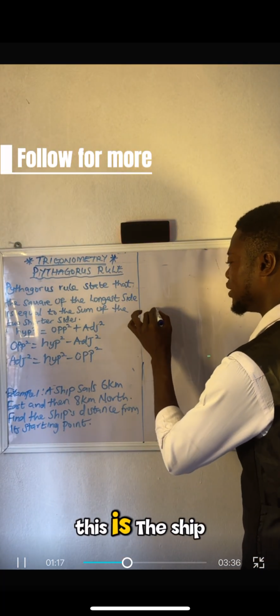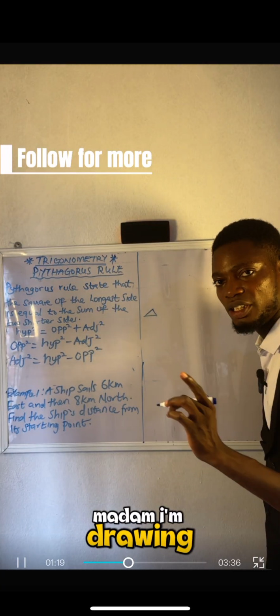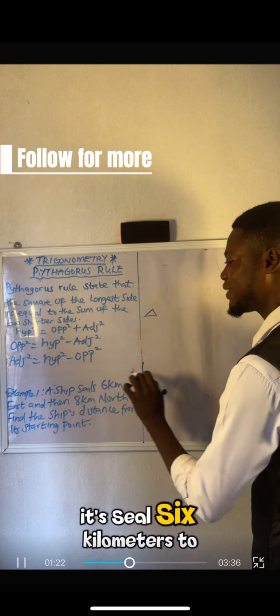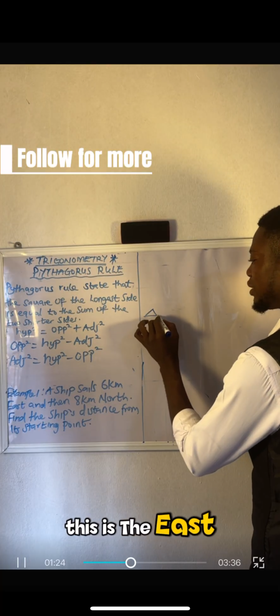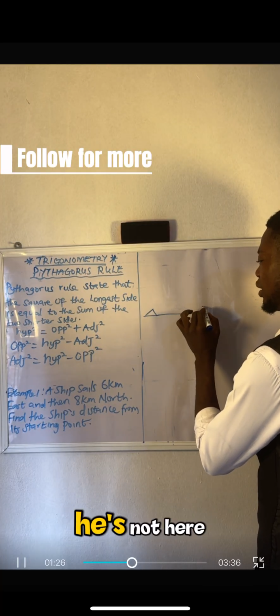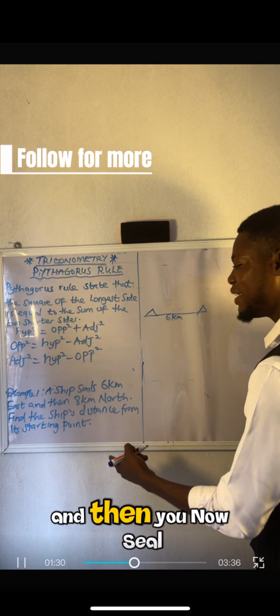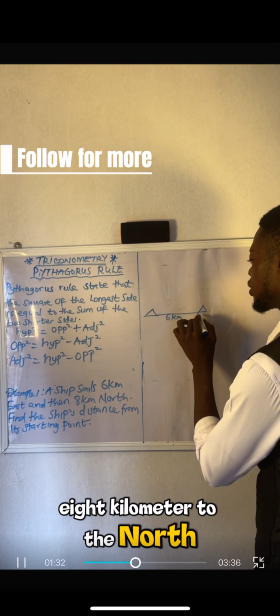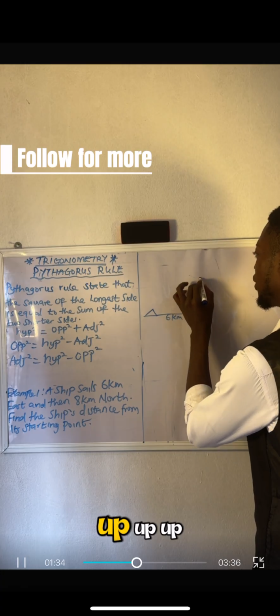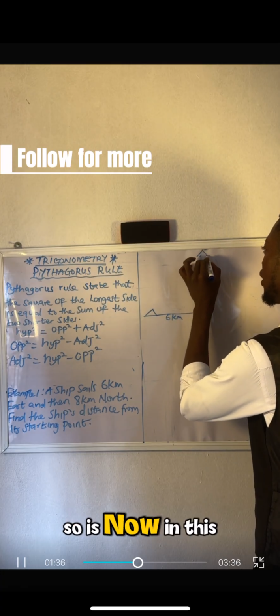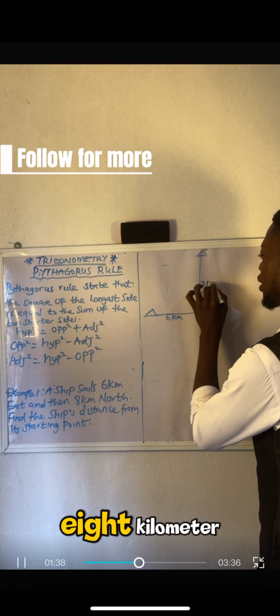Now, they said this is the ship. Pardon my drawing. It sails 6 kilometers to the east. This is the east. It sails to the east and is now here, which is 6 kilometers. And then it now sails 8 kilometers to the north. It now goes like this, up, up, up. So it's now in this place, 8 kilometers.